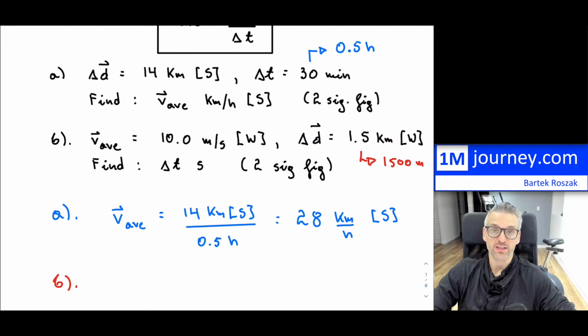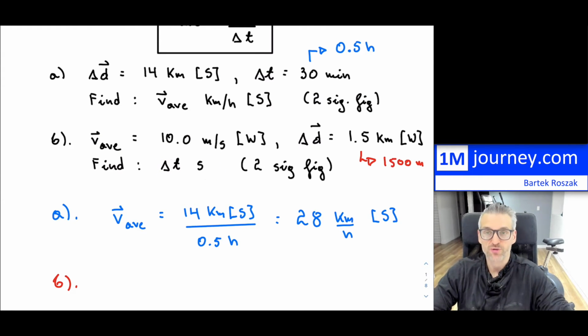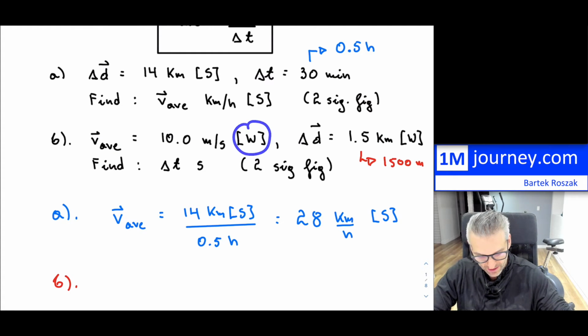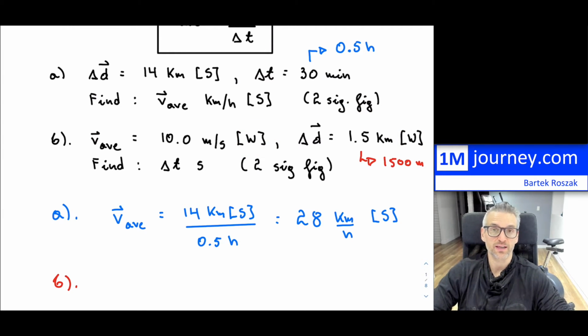Now, what else do we need consistent? We need the direction to be consistent. Well, time on its own has no direction because it's a scalar. So we have to move back up to the other ones. Notice this one is west, right? And this one is west. Well, they are in the same direction. So that means we can use the formula as it is. We don't have to change any of the directions. So the directions are consistent.